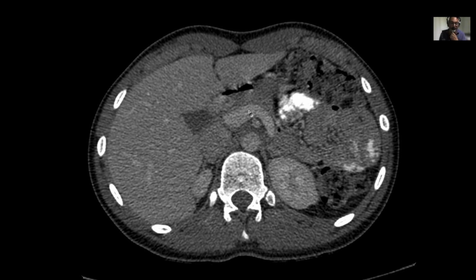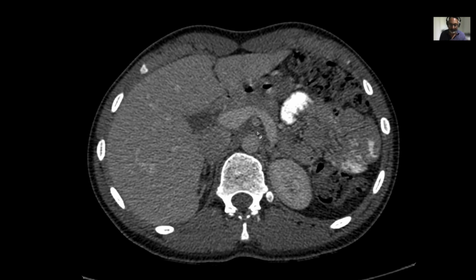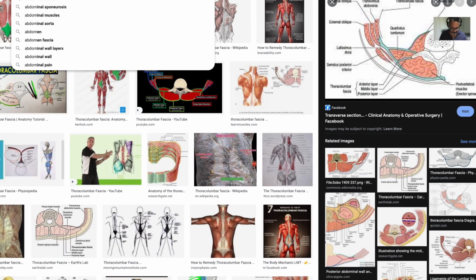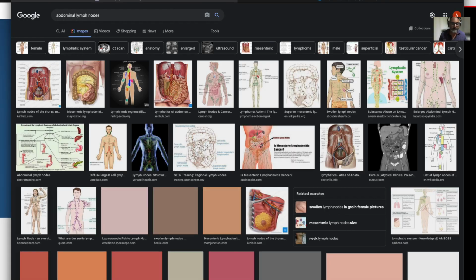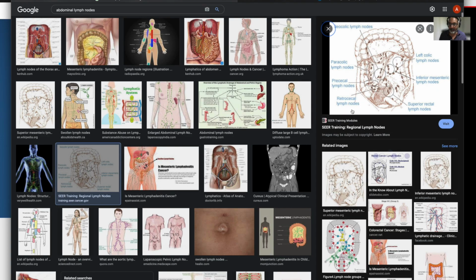So let me explain in this way. I think a good Google image will. Let me just show abdominal lymph nodes. So one example is, this is a fairly good example. Look, you've got lymph nodes. Now if you look at this image, I hope you guys can see it clearly. If you can't, do let me know.